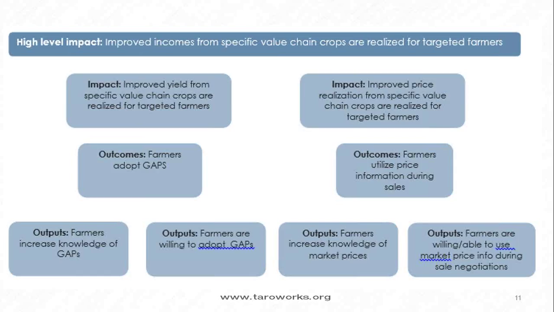But we decided that this gap adoption was pretty complex already, and this was the first time the community knowledge workers were actually going to do this. So we decided to leave yield and income at the evaluation level.